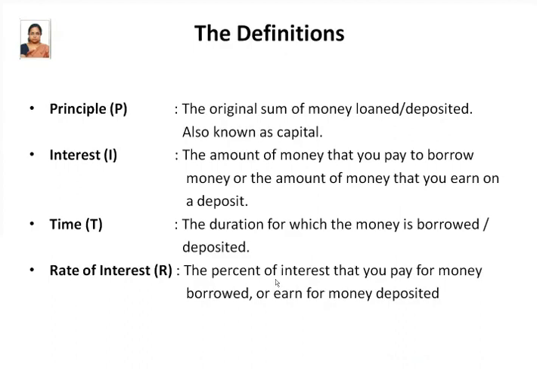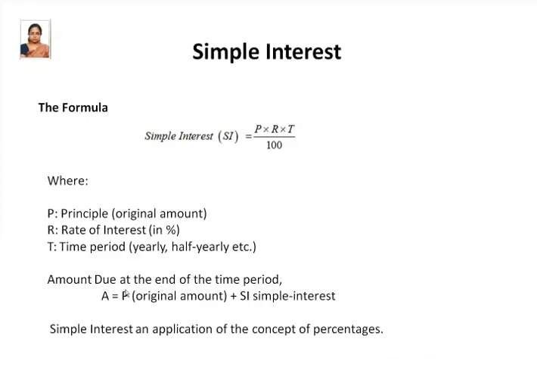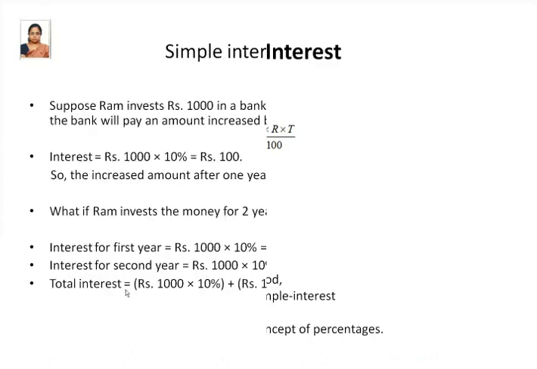This rate of interest is one thing which you're going to have in both simple interest as well as compound interest. We are going to calculate that. Simple interest. So the formula here is in a simple form. It is PRT by 100, where P is the principal, R is the rate of interest, T is the time period. Amount due at the end of the time period will be nothing but the principal, that's the original amount, plus the interest. This is basically a percentage calculation. So it's an application of percentage.